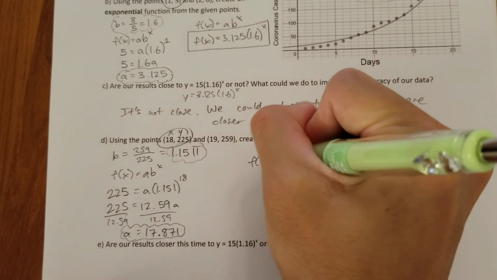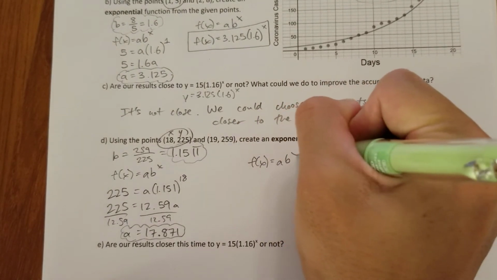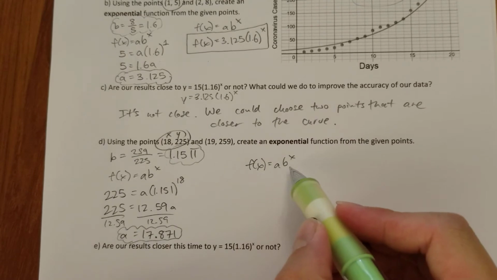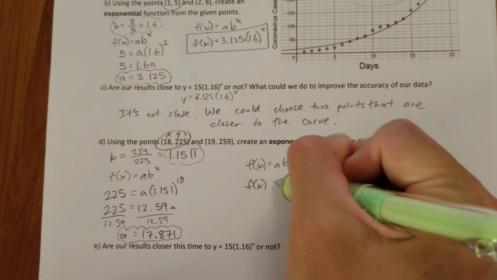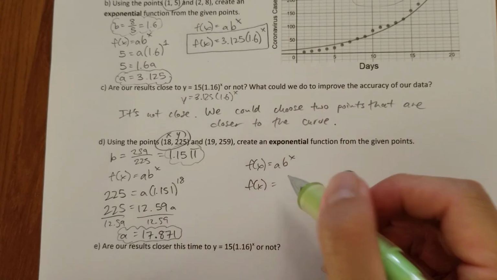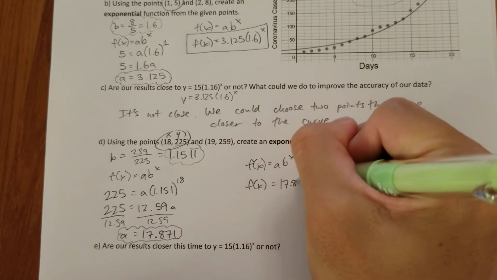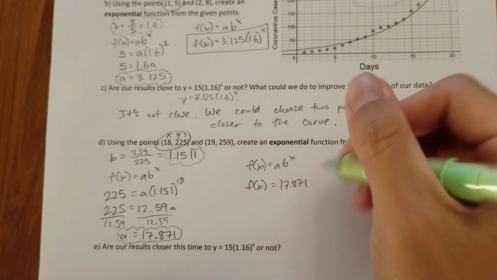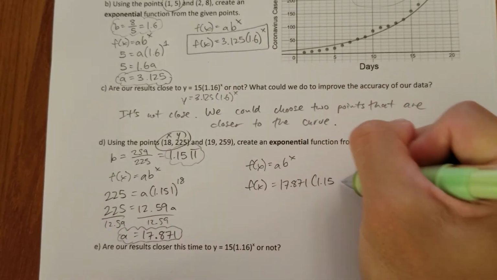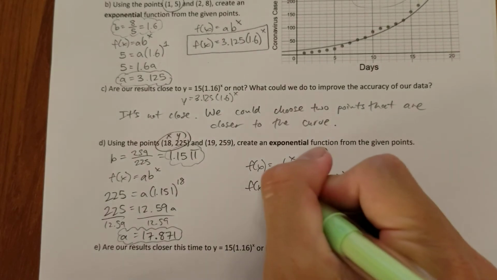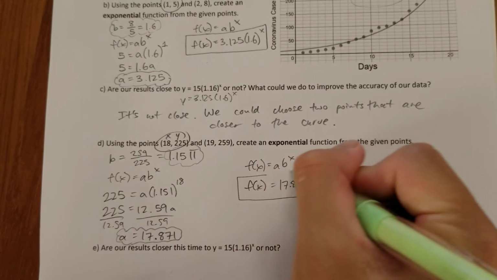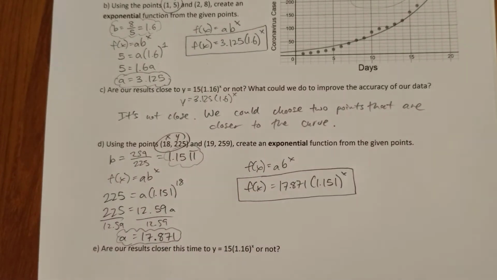We need these two parameters in order to create our equation. A basic equation for an exponential function is f of x equals a times b raised to the x. Leave f of x and x alone, just touch the parameters. A is 17.871. B is our common ratio, 1.151. We're raising it to the x.